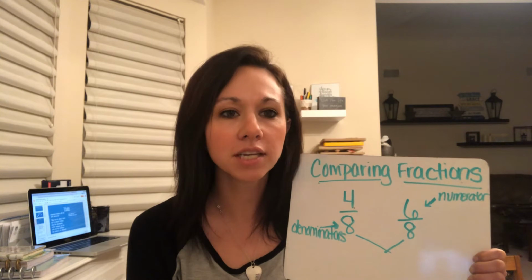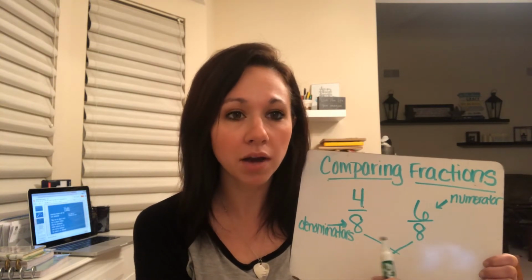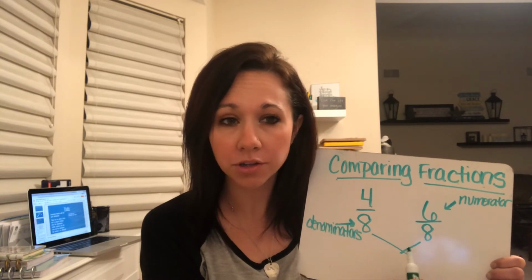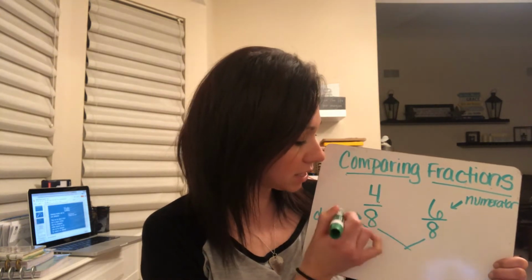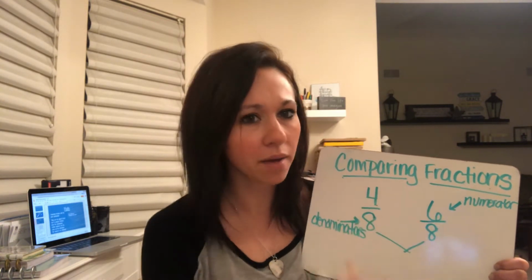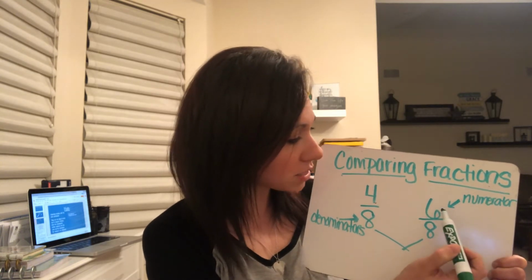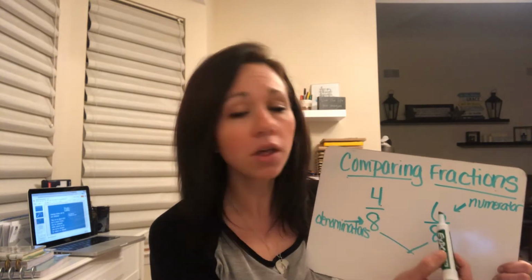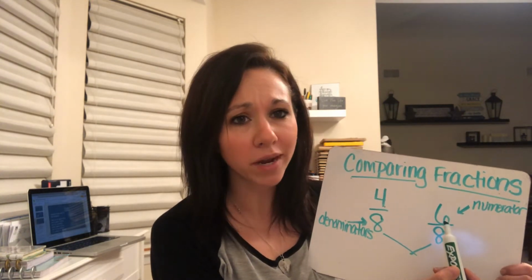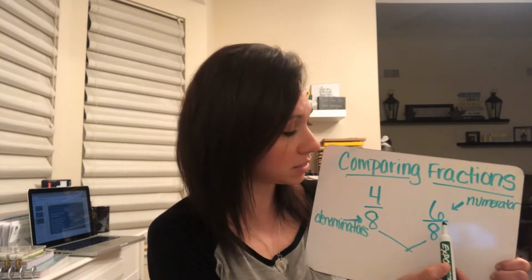So we're going to be talking today about how we can compare fractions when the denominators, the bottom numbers, are the same. And it's really kind of simple, actually. So what we do is, since the denominators are the same, we kind of ignore them. We pretend like they're not even there. And we put all of our focus on our numerators. So we look and we think, which one is greater? The digit 4 or the digit 6?